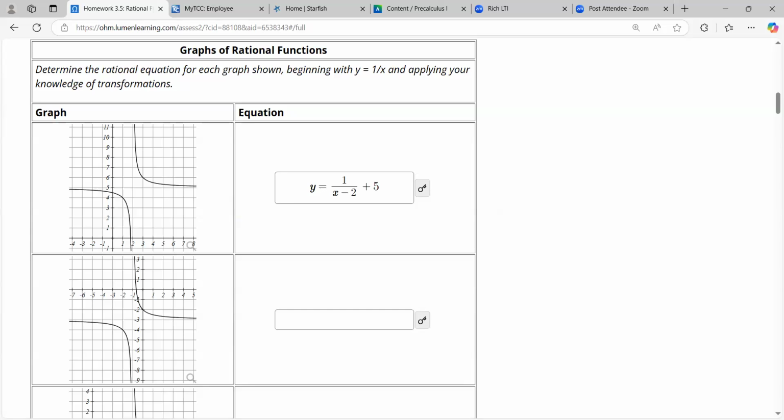Basically, this problem is the opposite, the other way around from the first question. In the first question, we're given the transformation and we're trying to find the graph. In this question, we're given the graph and we're trying to find the daughter function.